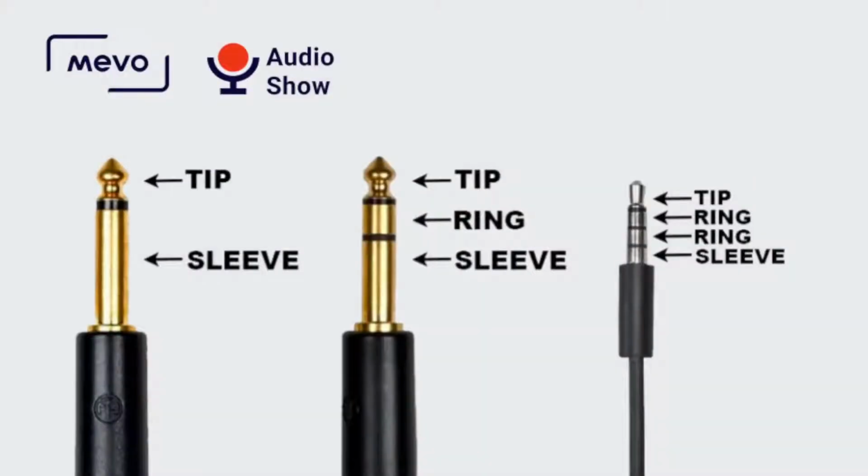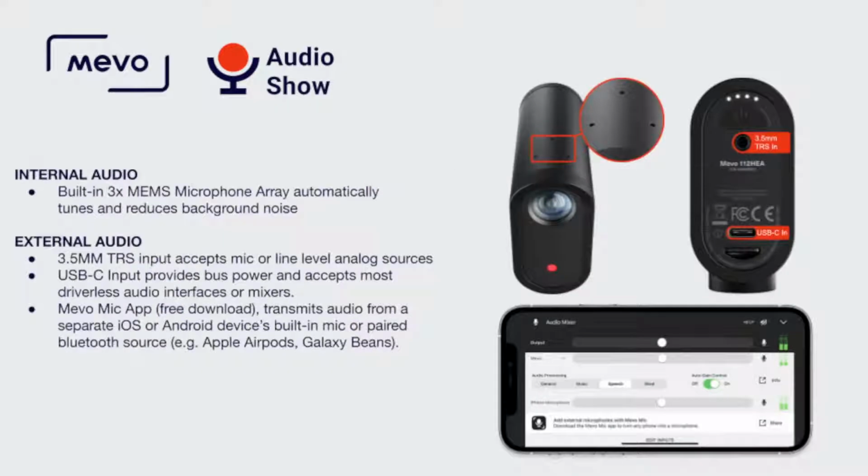This is on the back of the Mevo. It's just an input for... Let me get back to my Mevo Start here. Where are you? There you go. Right. So it's just an input for audio, and that's how I'm coming out of my mixer.